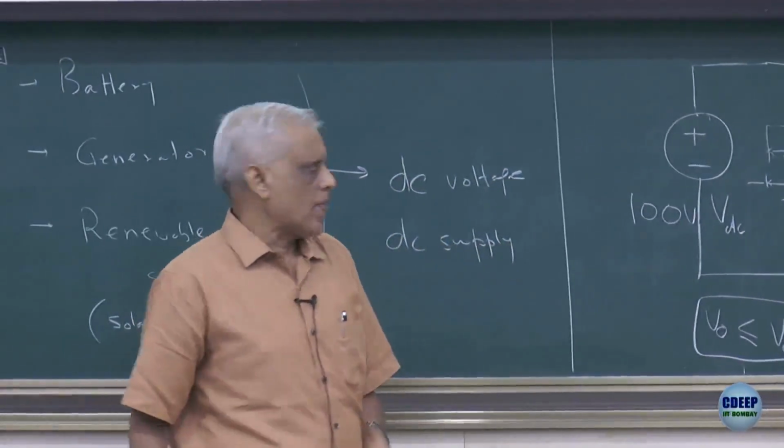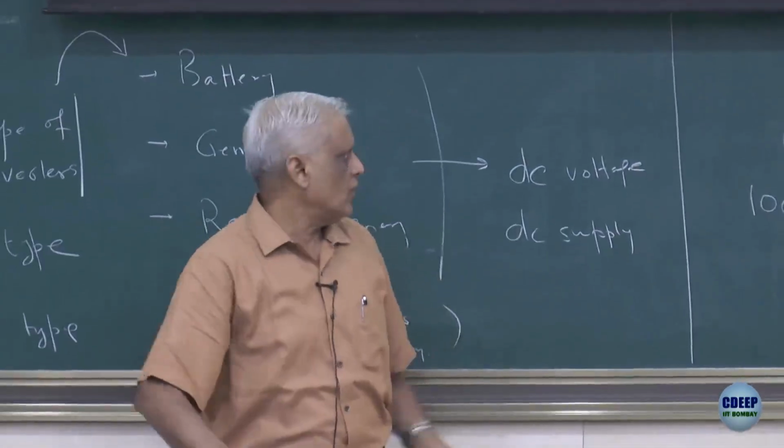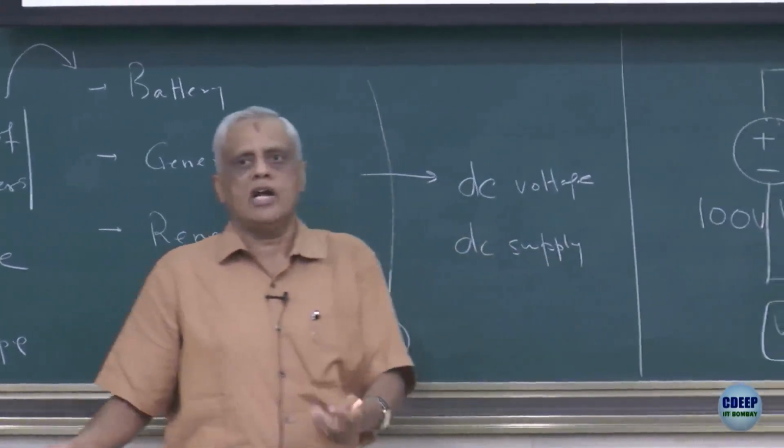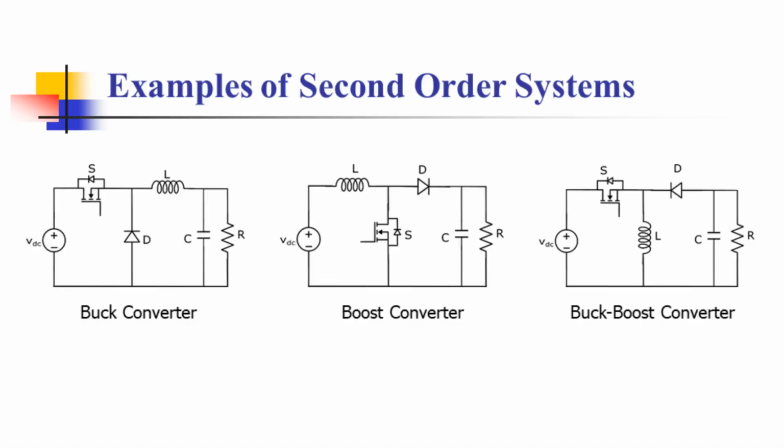For example, you might have heard that there is a boost type of system, and this one particularly is called a buck type of system, or there are systems which are buck and boost type of systems. And mind you, this is only basically a second order system that I have shown you.